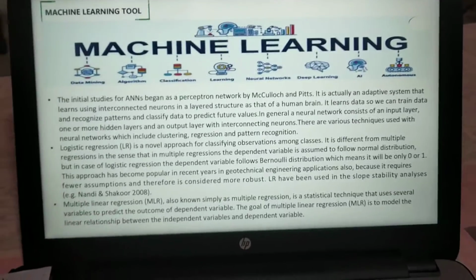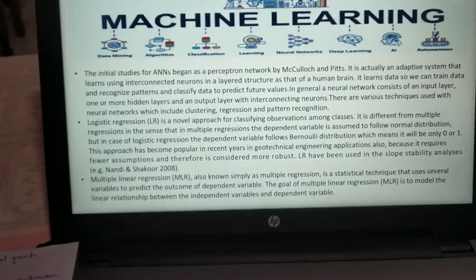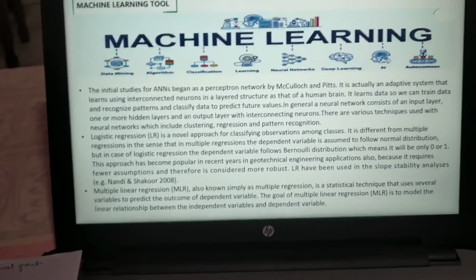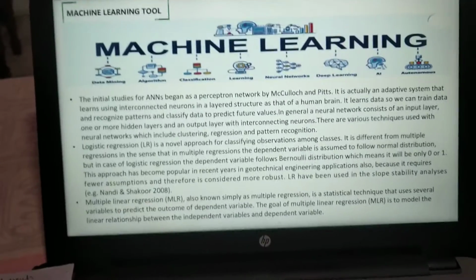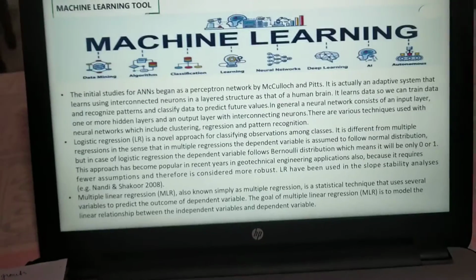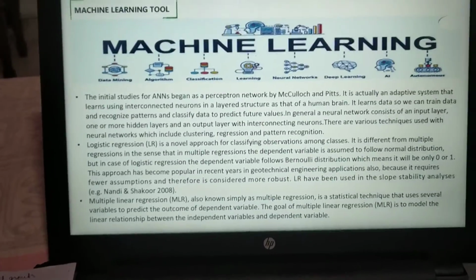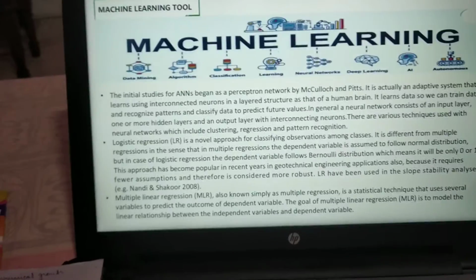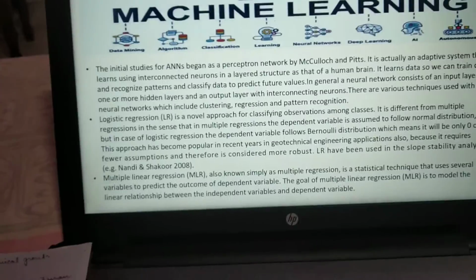Now coming to the machine learning tool. So basically machine learning is something which is a very adaptive system which learns from the data that the human provides to the computer or the machine, and it understands the data, it learns it, it validates a set of data, and then tests and recognizes the various patterns that exist between the input and the output data set. Now, machine learning can be classified into various types, out of which our major importance lies in the artificial neural networks, the logistic regression, and the multiple linear regression.